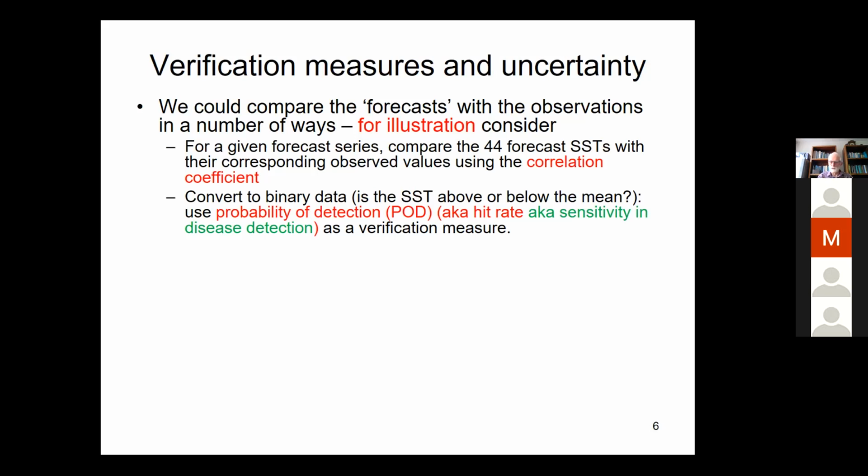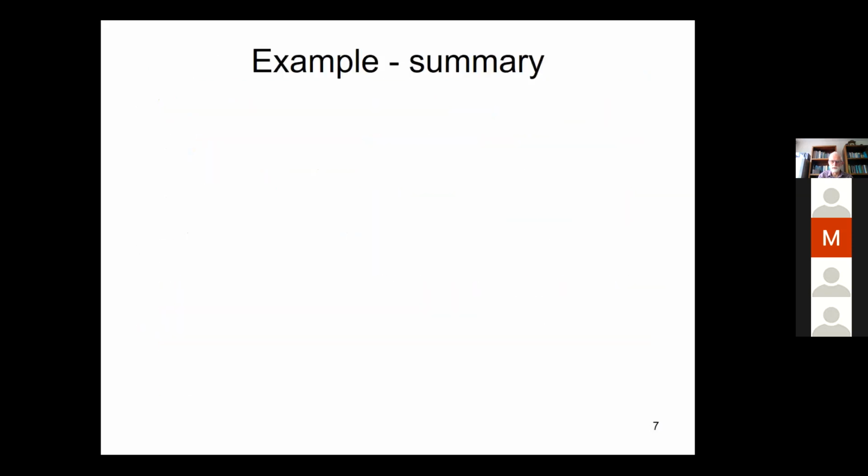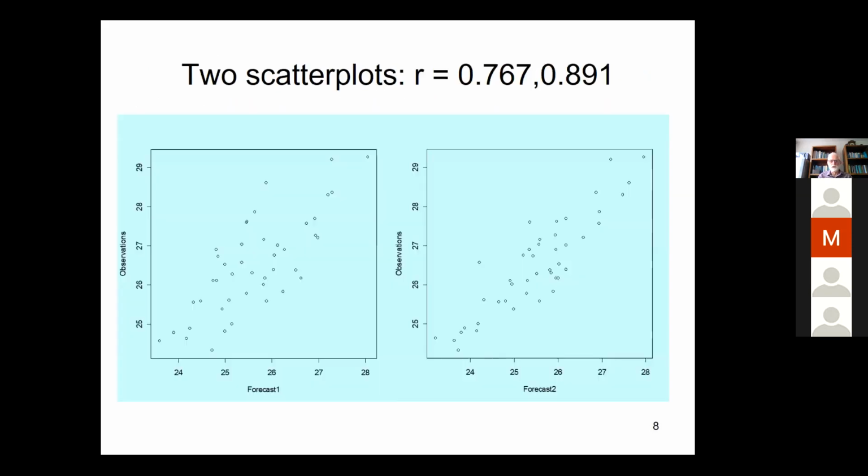We could, and I hope I can go backwards, so let's go forwards a bit and then go backwards. There's a couple of scatter plots there. You can see the one on the left, these are not nearly as close to a straight line as those are. For forecast 1, we have a correlation coefficient of 0.767. For forecast 2, 0.891, and you can actually see from the scatter plots the reflection of those numbers.